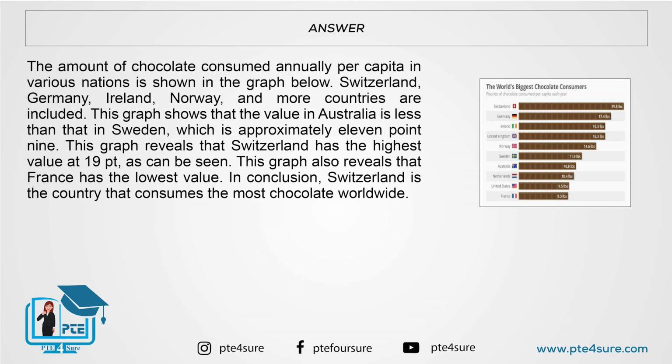This graph reveals that Switzerland has the highest value at 19 points, as can be seen. This graph also reveals that France has the lowest value. In conclusion, Switzerland is the country that consumes the most chocolate worldwide.